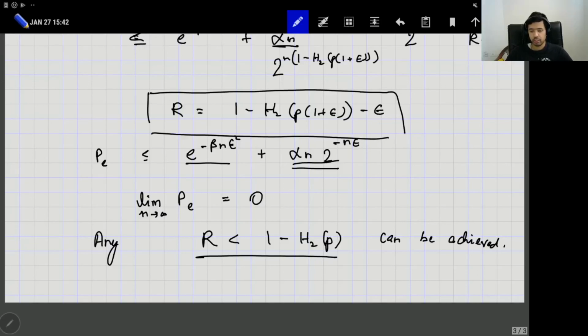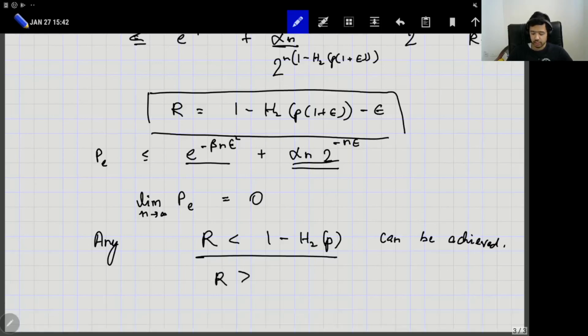Now later on in this course, we'll see that we cannot indeed achieve a rate above 1 minus h of p. That is, if we try to choose a code book whose rate is greater than or equal to 1 minus h of p plus epsilon, for some small epsilon greater than 0, then the probability of error can never be made to go down to 0 as n tends to infinity. So for large enough n, every code book which has a rate greater than 1 minus h of p cannot achieve a vanishingly small probability of error. So this 1 minus h of p is a fundamental limit on the achievable rate for a binary symmetric channel.